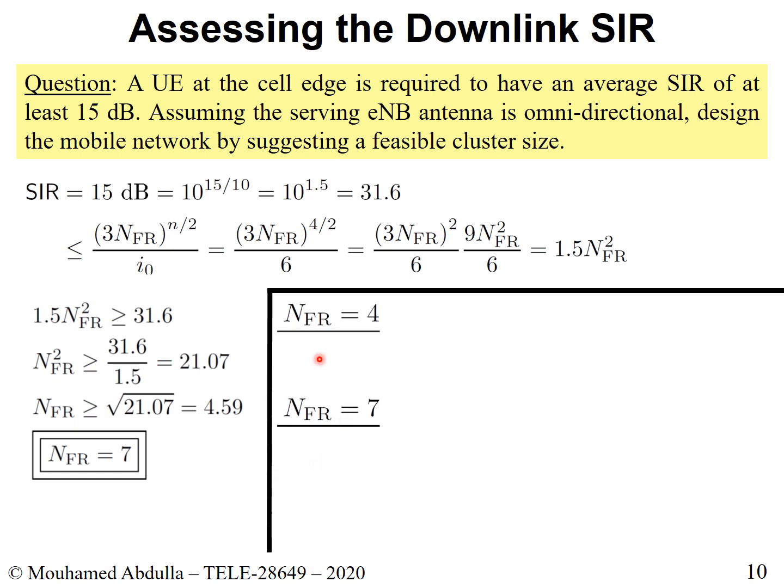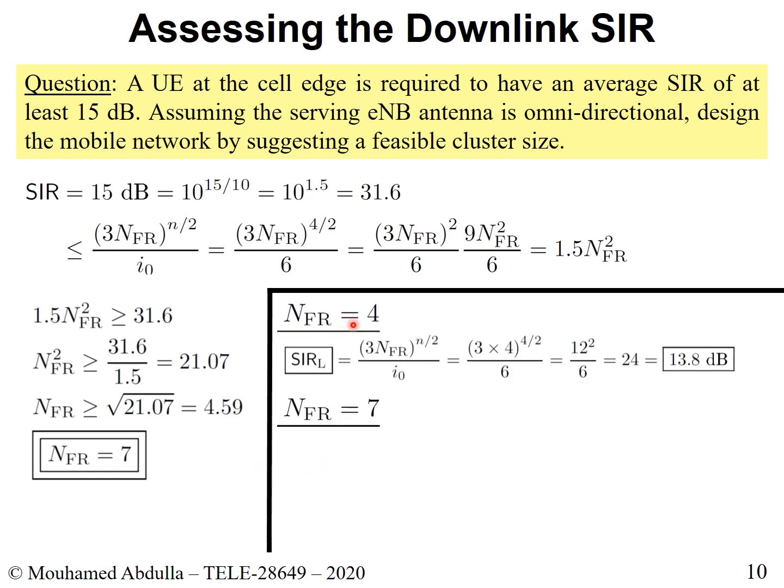So if you use an NFR of 4 and you do some analysis, you'll figure out that your SIR is 13.8. And this is not good, because we said we want an SIR that is at least 15 dB. And here you get 13.8. So that's not good.